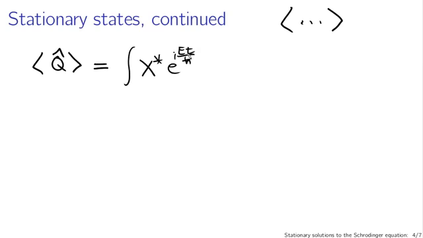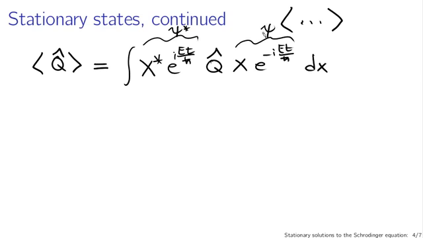t over h bar. Our operator gets sandwiched in between the complex conjugate of the wave function and the wave function itself. So this is again, no stars anymore, just X and then e to the minus i E t over h bar. And this is all integrated dx. So this is psi star, and this is psi. And this is our operator sandwiched between them, as in the expression for the expectation.